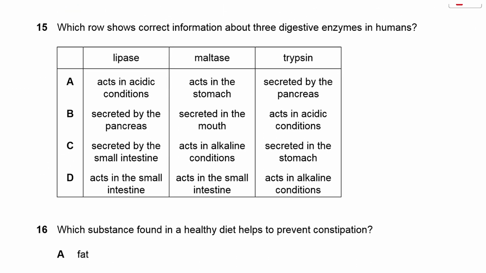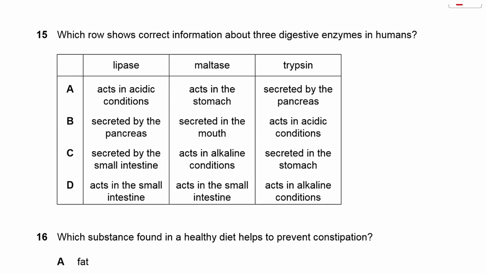Question 15 says, which row shows correct information about 3 digestive enzymes in humans? Okay, 3 digestive enzymes in humans. All right, lipase acts in acidic condition? No, lipase acts in alkaline. Is secreted by the pancreas. Okay, secreted by small intestine? No, acts in small intestine. Yes. Maltase acts in the stomach? Not really. Secreted in the mouth?